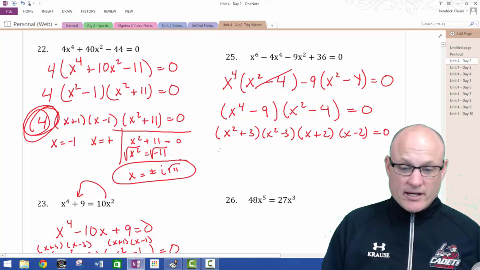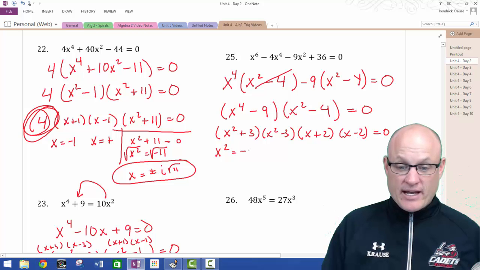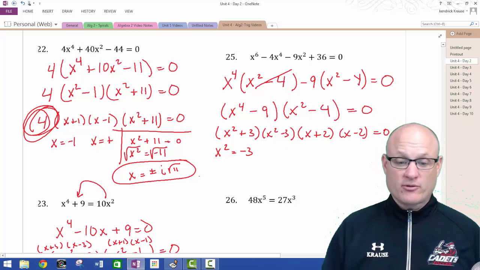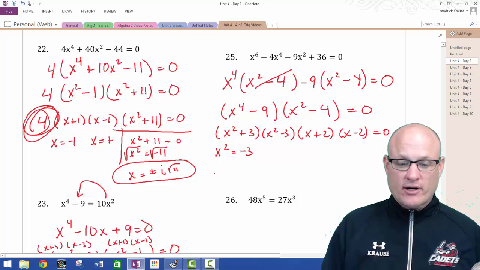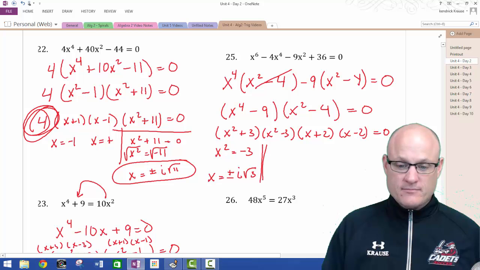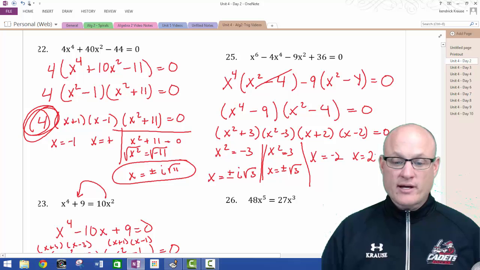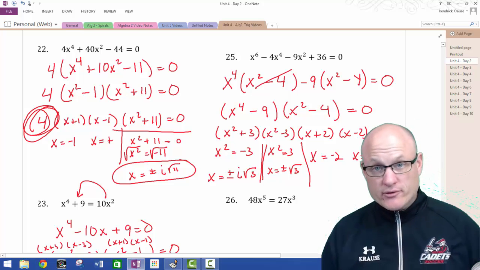On this one, I'm going to end up with x squared equals negative 3. Remember, when you take the square root of a negative, you're going to end up with an i, or imaginary numbers. So this gives you your non-real solutions right here. We're going to get x equals plus or minus i square root of 3. This one's going to give me x squared equals 3, so that just gives me x equals plus or minus radical 3. And these ones over here ought to be so easy. x equals negative 2 and x equals positive 2. So I end up with 4 real solutions.